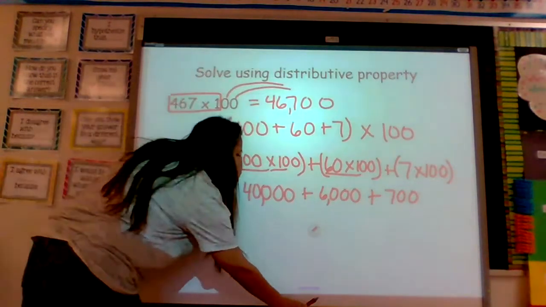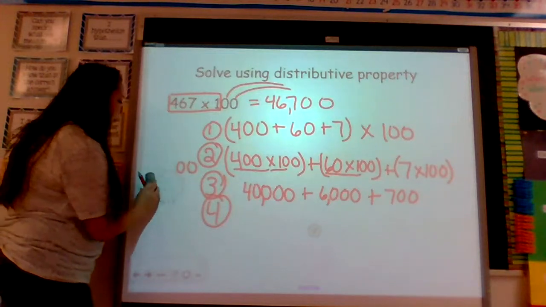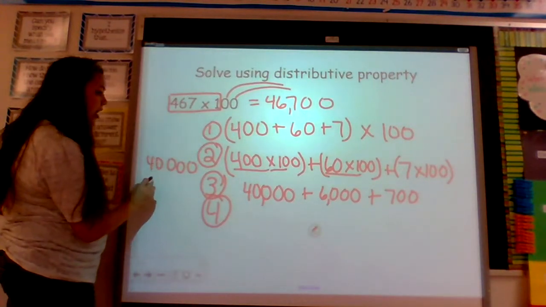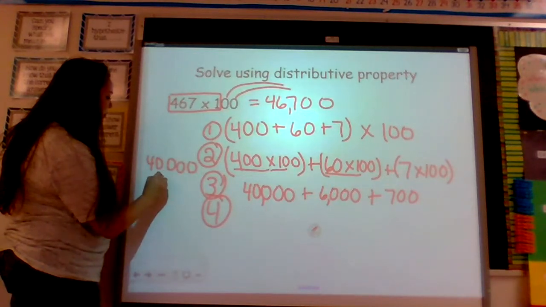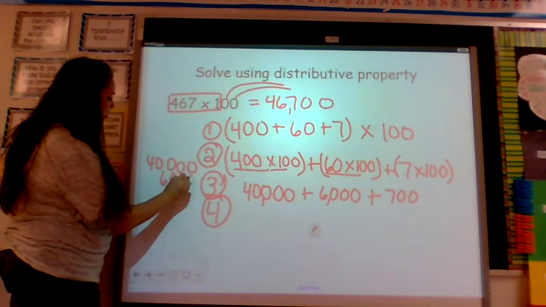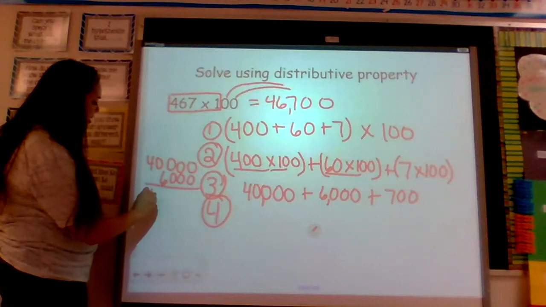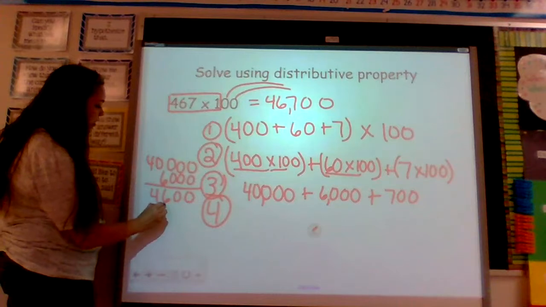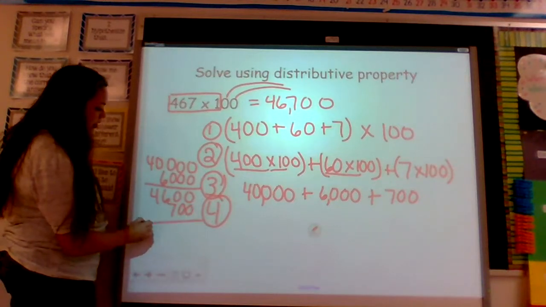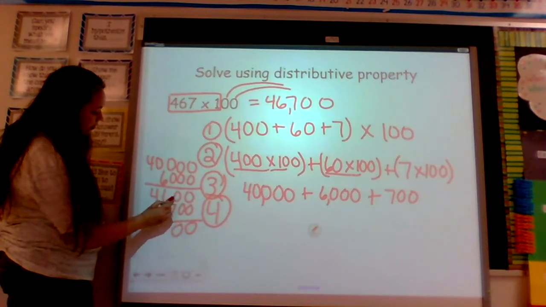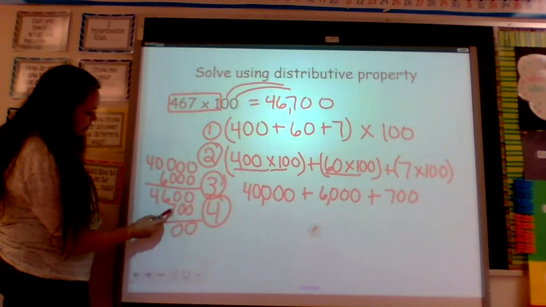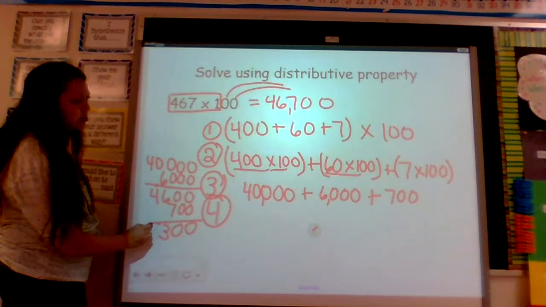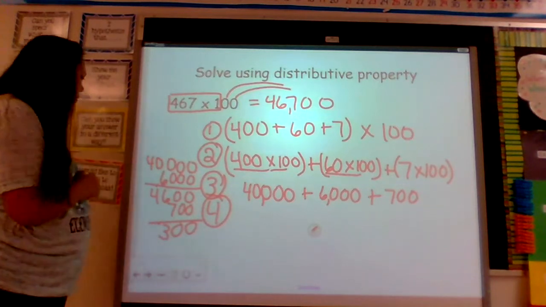Oops, it's 40,000. See, Mrs. Witt wasn't paying attention here. 40,000 plus 6,000 is going to give me 4,600 plus 700. 0, 0, 7 and 0 is, or 7 and 6 is 13. Carry the 1, and we get, did I mess up? Mrs. Witt messed up.